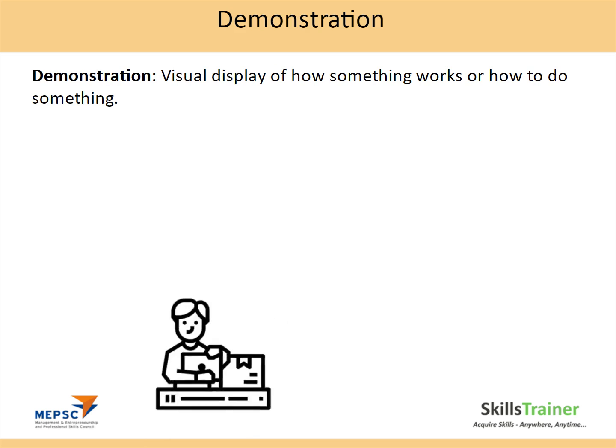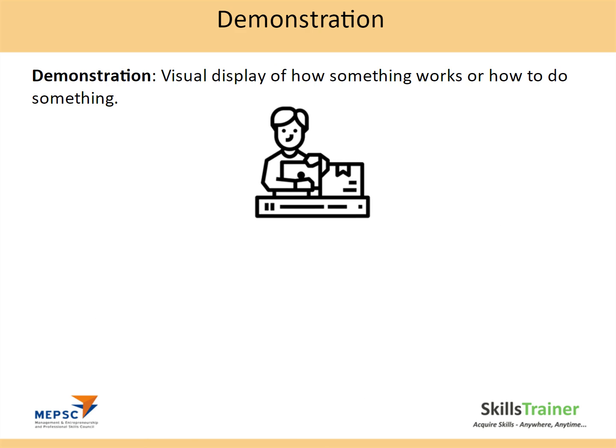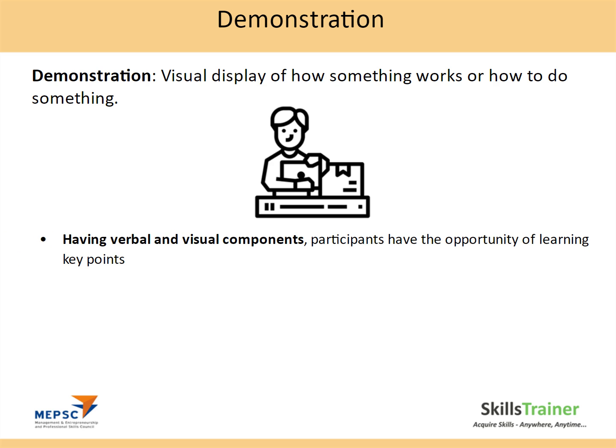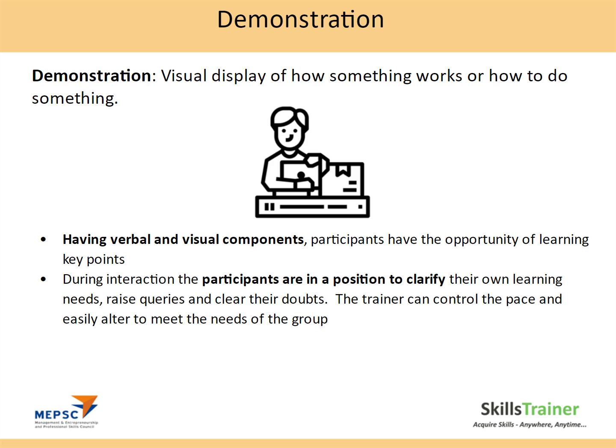Demonstration. Visual display of how something works or how to do something. Having verbal and visual components, participants have the opportunity of learning key points. During interaction, the participants are in a position to clarify their own learning needs, raising queries and clearing their doubts. The trainer can control the pace and easily alter it to meet the needs of the group.